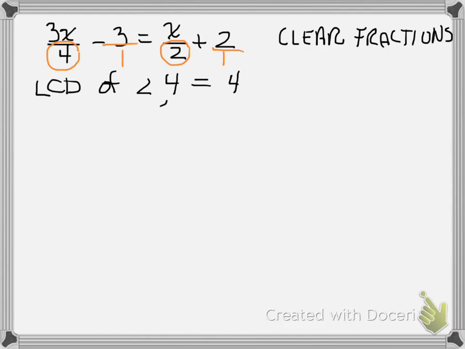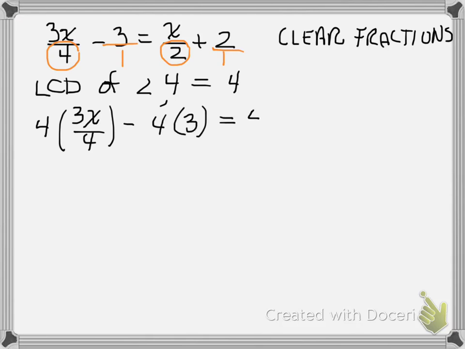So we had a 2 and a 4, and that lowest common denominator is a 4. Now that we have our lowest common denominator, the next step is that we're going to multiply that 4 by every single piece of our equation. So we have 4 times 3x over 4 minus 4 times 3, and notice I'm leaving nothing out here, 4 times x over 2 plus 4 times 2.